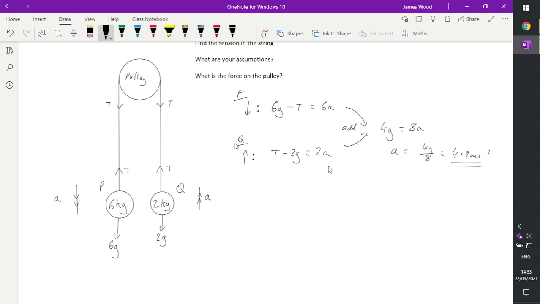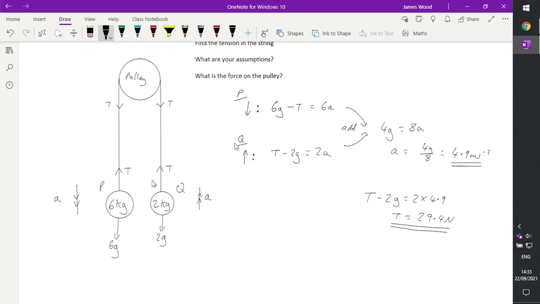We can find T just by plugging that back into either equation. So I'm going to substitute it back into Q, this equation here at the bottom. So it'll be T minus 2g equals 2 times 4.9. So that gives me 29.4 newtons. If you substitute it into the other equation, you would still get the same answer, because it's the same value of T. So that's the general strategy in these questions: form an equation for P, form an equation for Q, and then you can solve them simultaneously to find T and to find a.